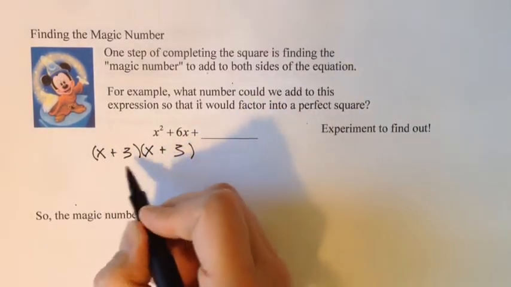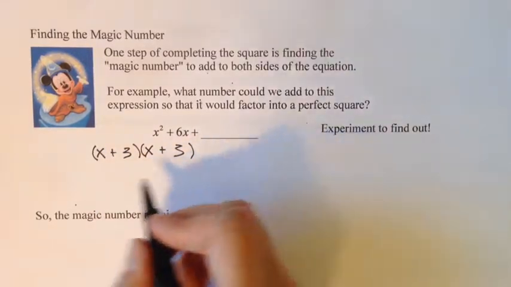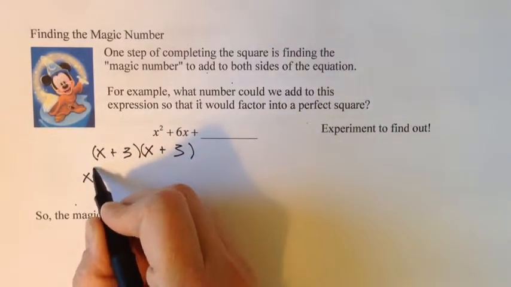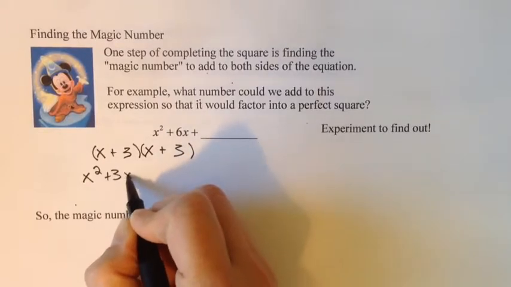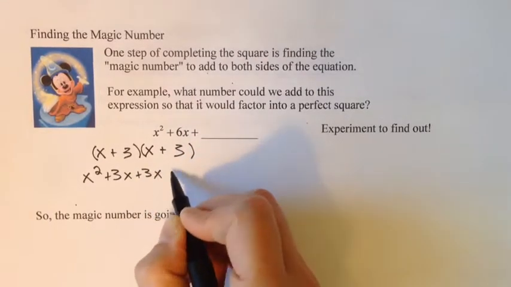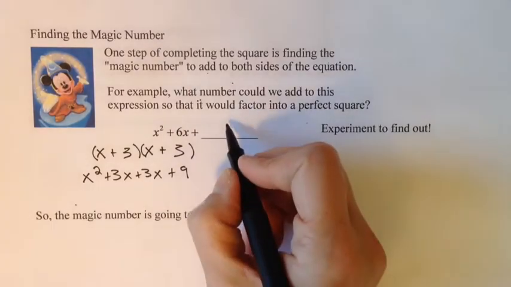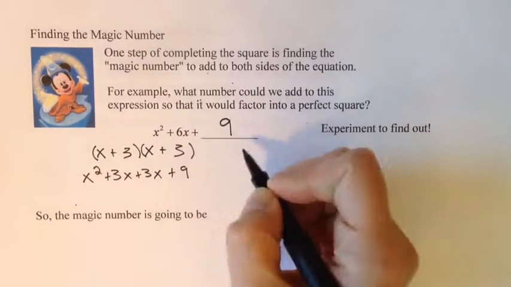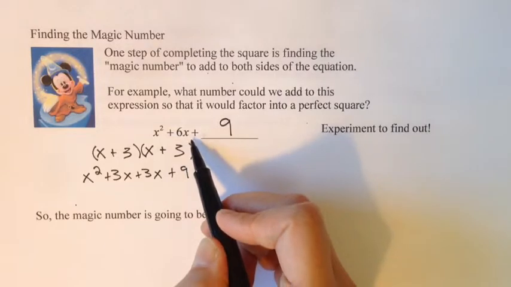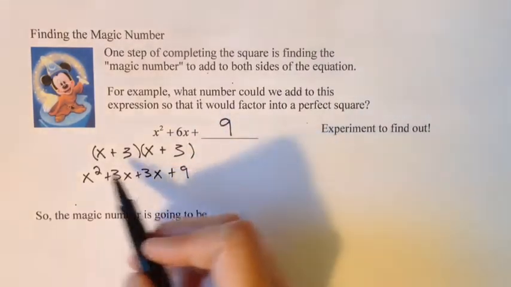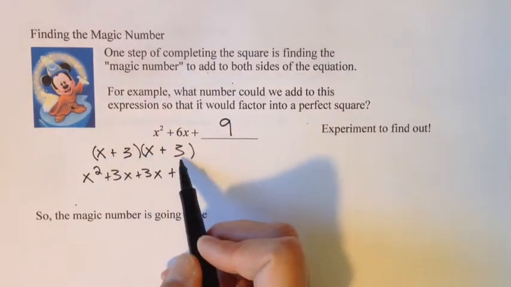Now, multiply this back out, and we'll find out what our magic number needed to be. When I multiply it out, I get x squared plus 3x plus 3x plus 9, which is 3 times 3. So my magic number here is 9. x squared plus 6x plus 9 will factor back out to be (x plus 3) multiplied by itself.